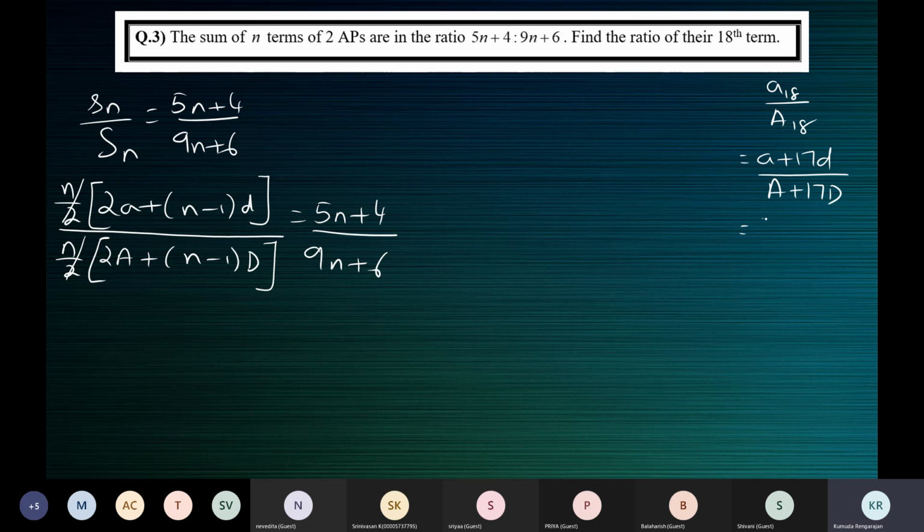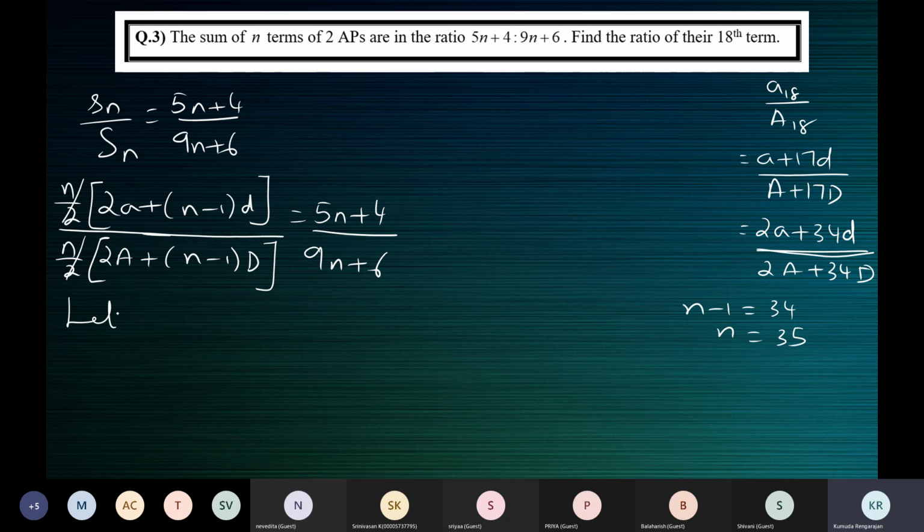Multiplying the numerator and denominator by 2, we get 2a plus 34d by 2a plus 34d. On comparing this with what we have here and equating the coefficients of d, we get n minus 1 is equal to 34, so n is equal to 35. So we proceed by taking n as 35.